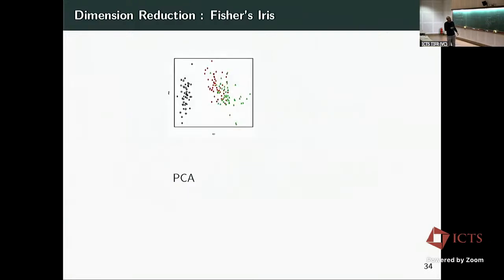Okay, so this is the famous Fisher's Iris data set. There are 3 varieties of points, black, red, and blue, and you want to separate them. Black is generally very clearly separated from the red and the green in usual methods. Separating the red and the green, that's the hard part.